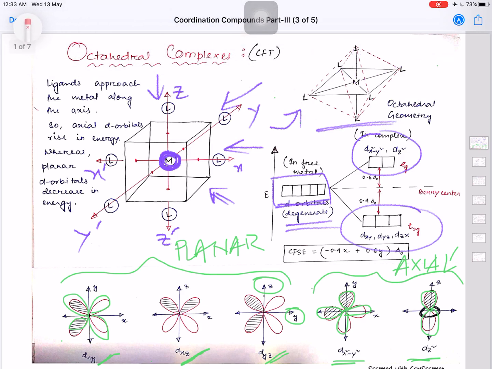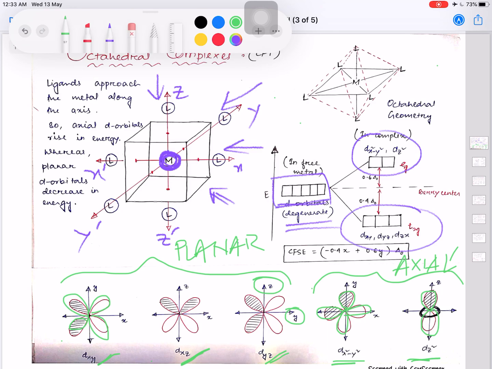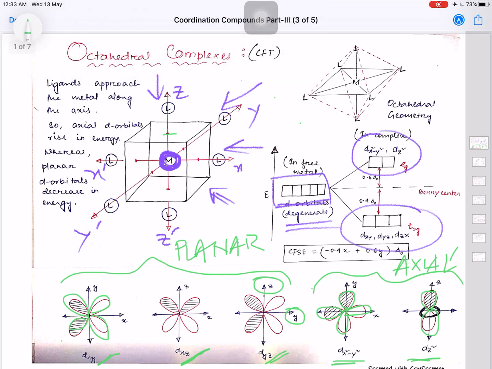Let me just erase it. Now see, we consider that the metal is present at the center of the cube, and this coordinate system, this axis, is just passing through the face centers.